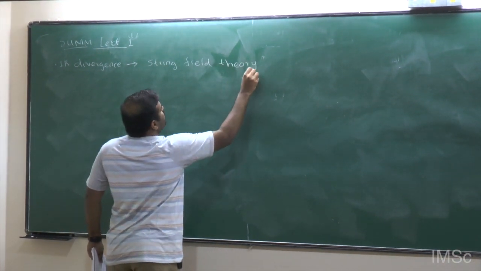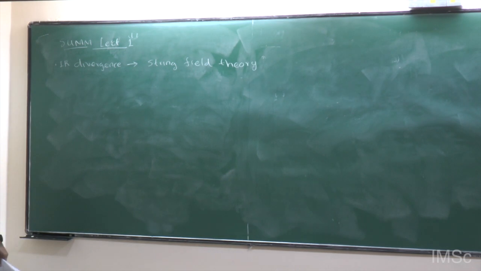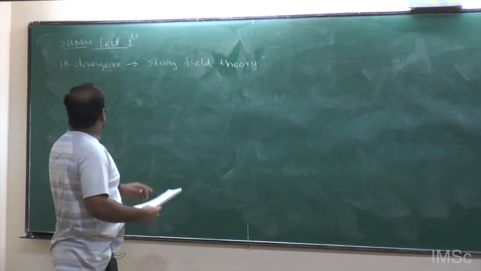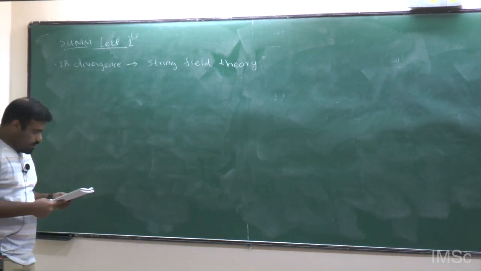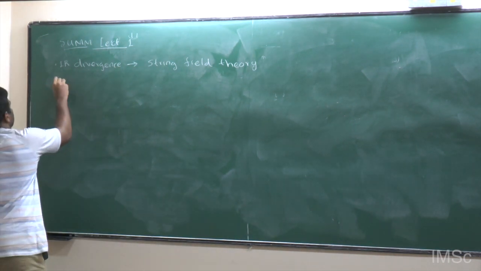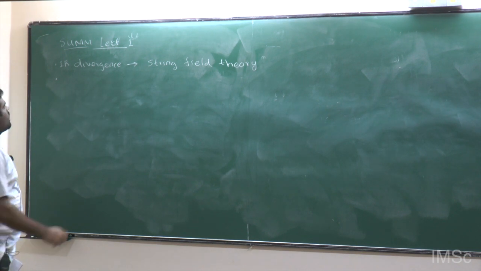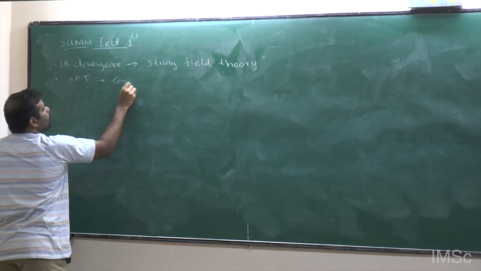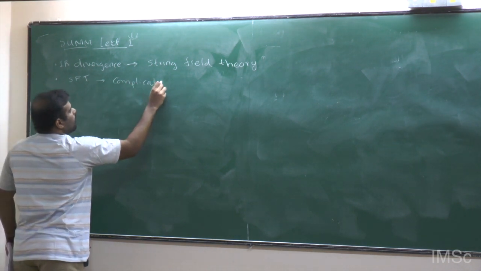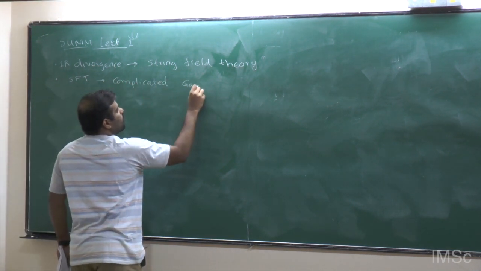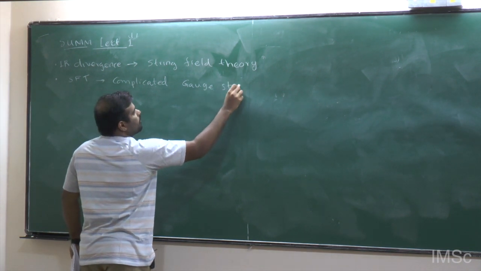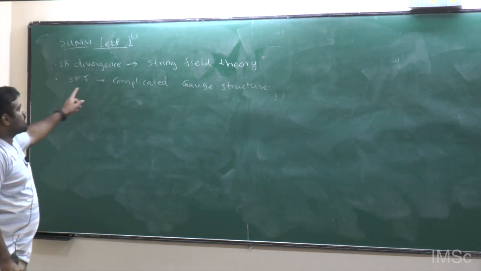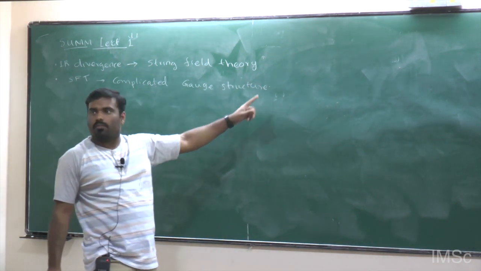String field theory is a Lagrangian formulation of usual string theory, and if you have a Lagrangian formulation, we know how to deal with the IR divergences. And then we mentioned that a string field theory has complicated gauge structure. I didn't discuss this in detail.